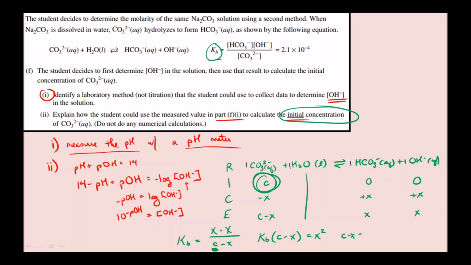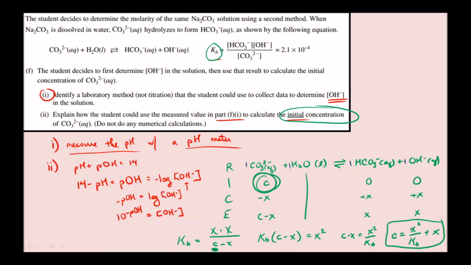C minus X is equal to X squared over Kb. And finally, C is equal to X squared divided by Kb, plus X. So a little algebra, and we can get an expression that represents the initial concentration of carbonate ion. And we're not doing any numerical calculations, we're just algebraically getting an expression that represents the initial concentration of carbonate.